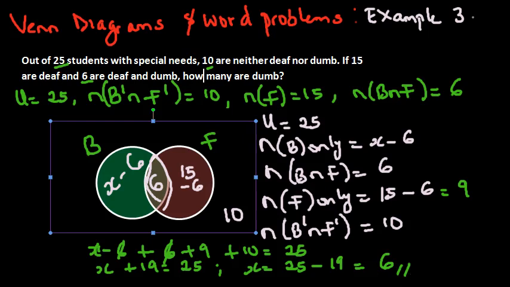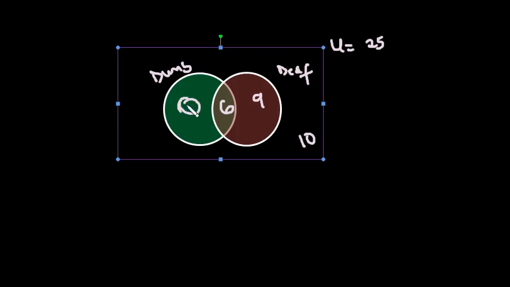Let's quickly verify that. Since our X equals 6, we know X minus 6 equals 0. Yes, 6. We have 9 and 10. Addition of all of these should be 0 plus 6 plus 9 plus 10, this is 15, plus 10 equals 25. That's how to verify whether you are right or wrong.